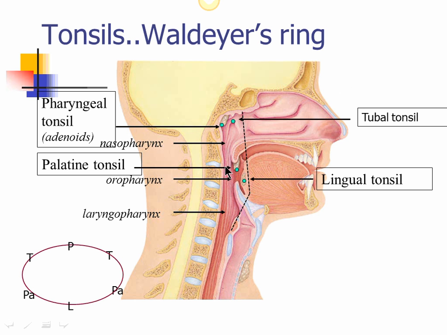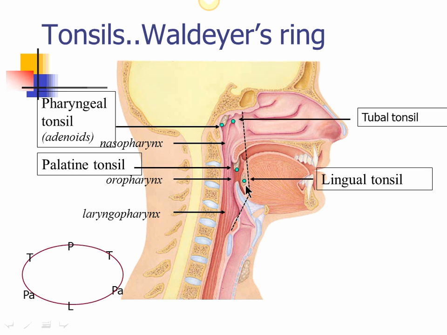Then when you look at the oropharynx, you have a tonsil which is present in between those two folds which come down from the pharynx. That is the palatine tonsil, the one that you actually look at when you open your mouth and you stare inside and you see those two swellings in your pharynx. That's the one you're really looking at, the palatine tonsil here.